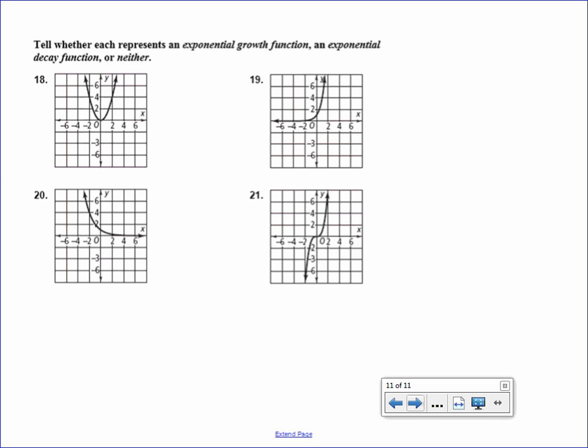And then the last one, just looking at a graph, can we tell if it's a growth or decay or neither? So hopefully we can look at the first one and say that's neither. Second one, we can say that that is a growth. Next one, we hopefully can say is a decay. And the last one, hopefully we can say is neither.